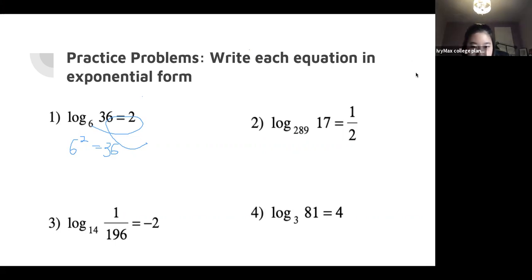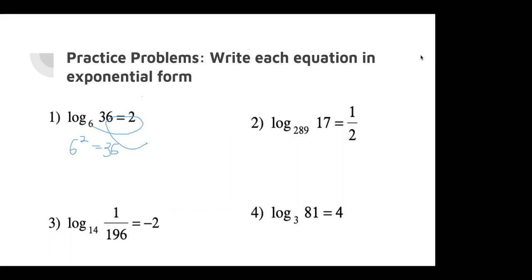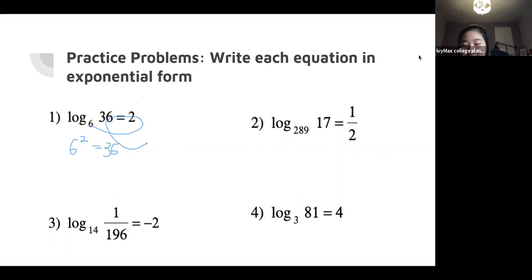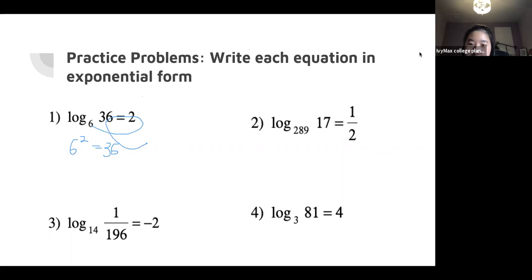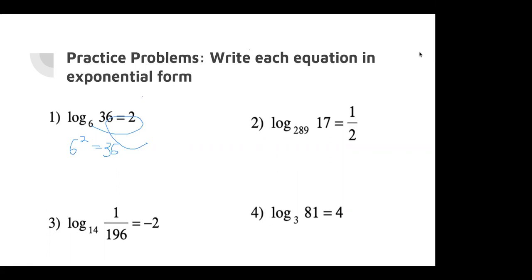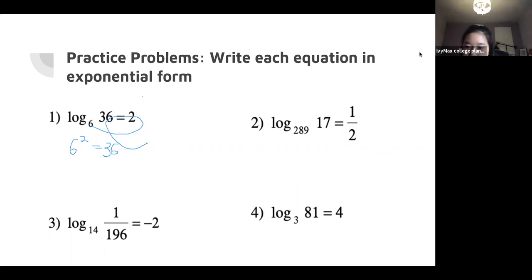So Alan, for number 2, in exponential form, so basically just 289 to the 1/2 power equals 17, which is just the square root of 289, I guess.